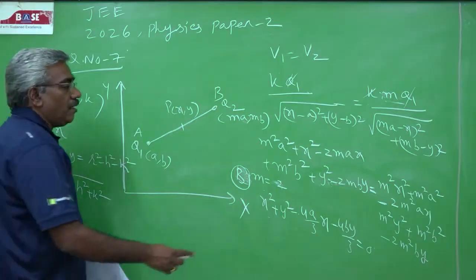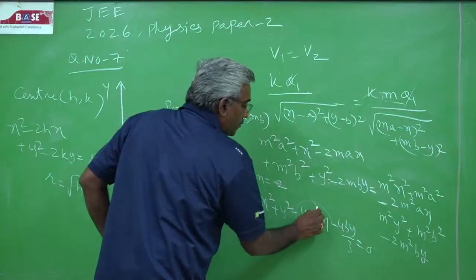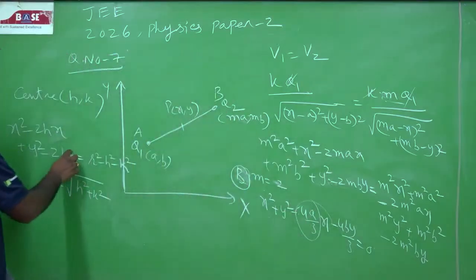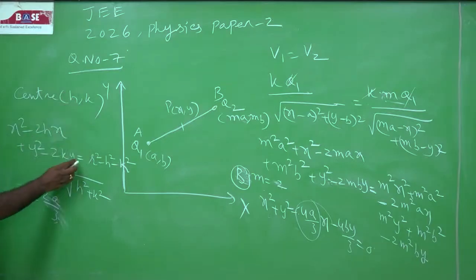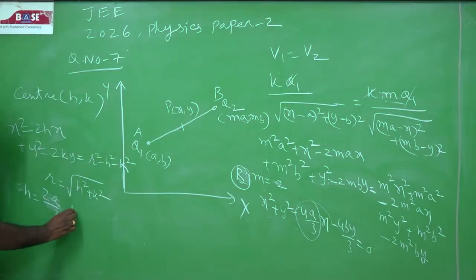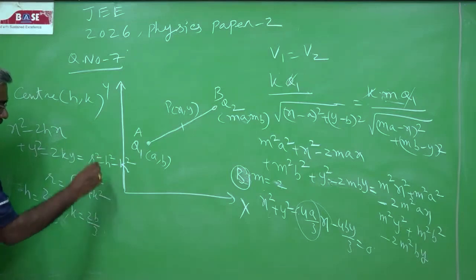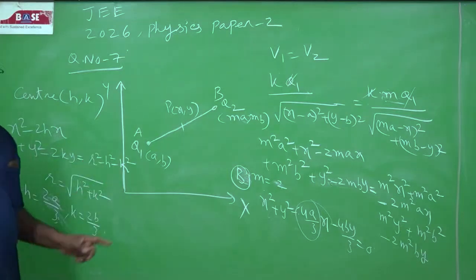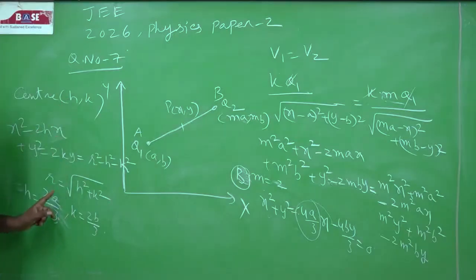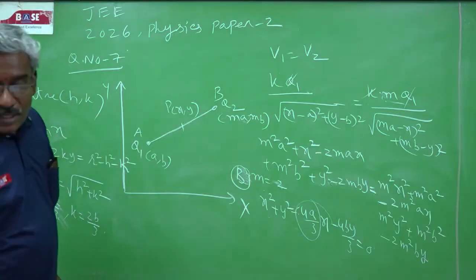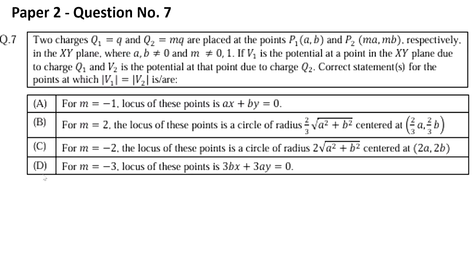Compare this with this equation: 4ax by 3. So 4a by 3. Observe this one. 2h is equal to 4a by 3 implies h is equal to 2a by 3. Similarly, compare coefficient of y also. K you will get 2b by 3. So the locus is a circle with the center h comma k, 2a by 3, 2b by 3. Yes, option B is correct.